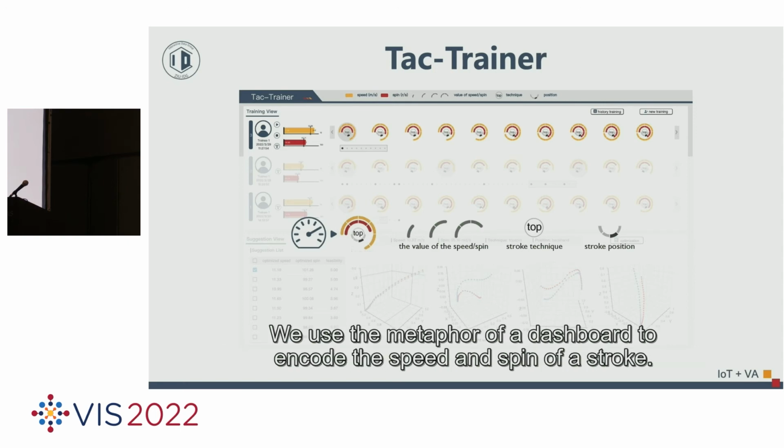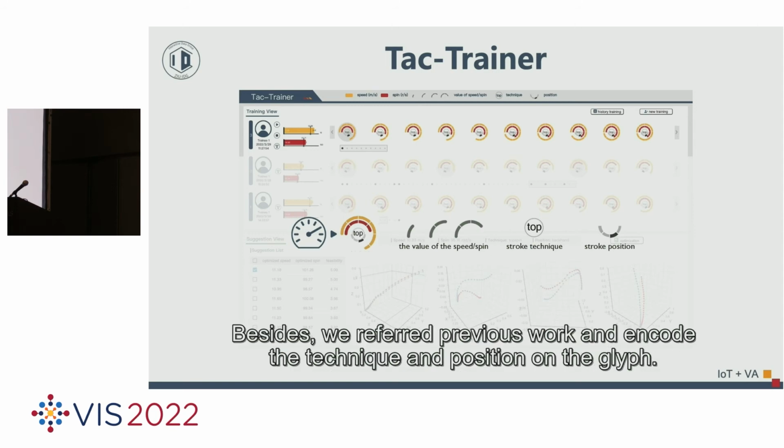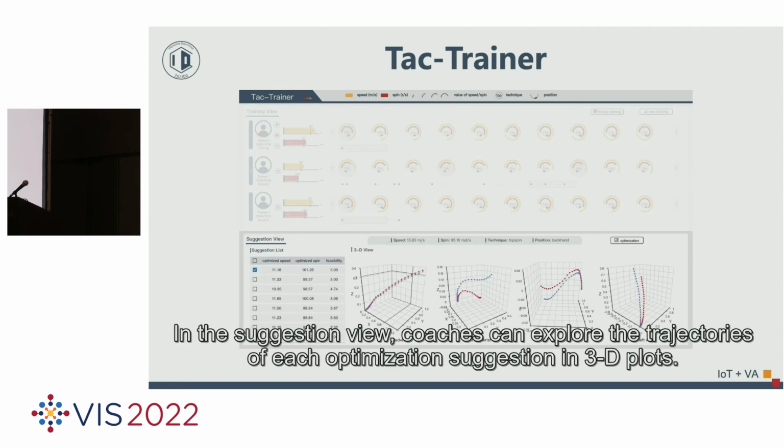We used the metaphor of the dashboard to encode the speed and spin of the stroke. Besides, we referred to previous work and encoded the technique and position on the glyph. In the suggestion view, coaches can explore the trajectories of each optimization suggestion in 3D plots.